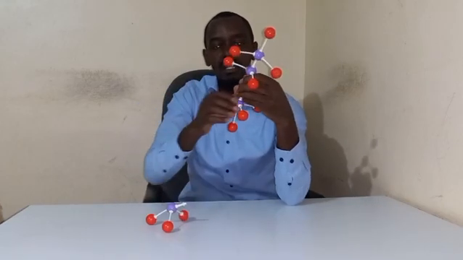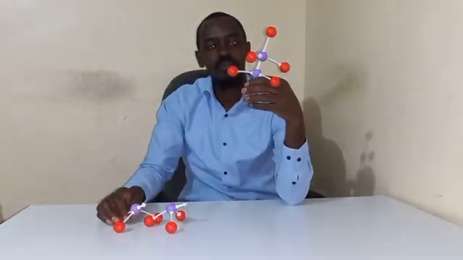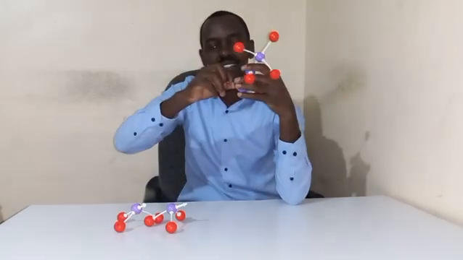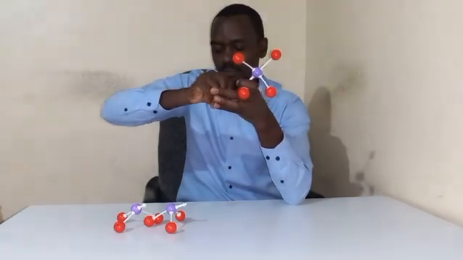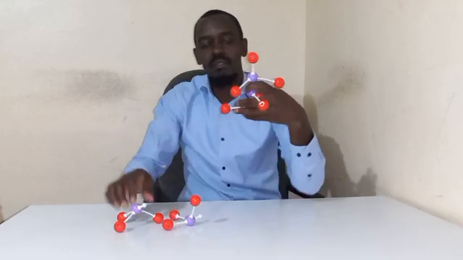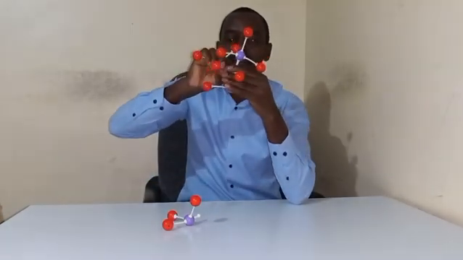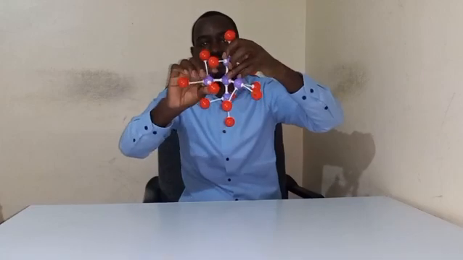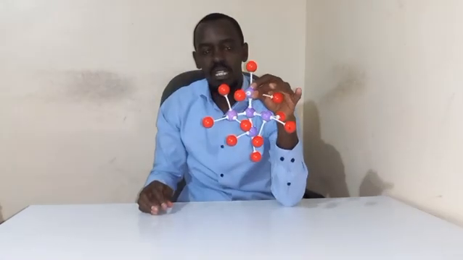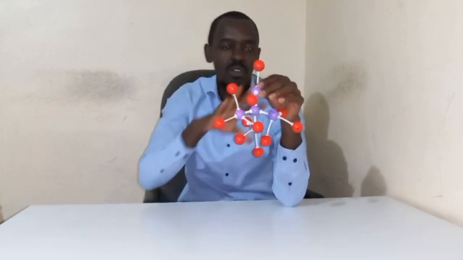I remove this one and this one. Then this, put it there. That is the last isomer of pentane. As you can see, I still have used all the atoms.